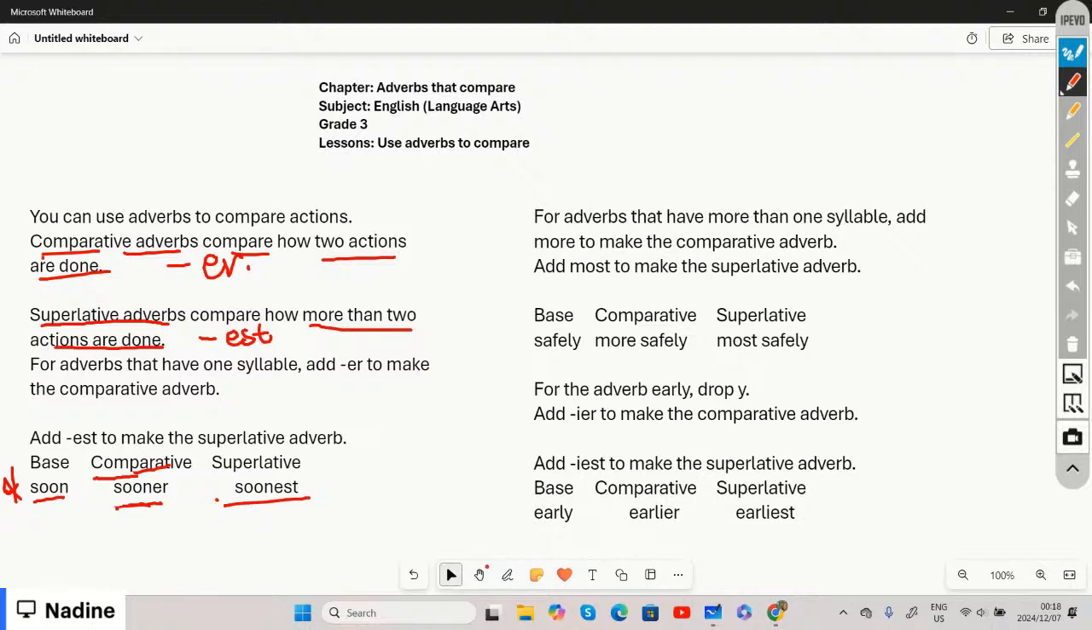So soon, when are you going to be doing something? Soon. If you compare it to two things, it's sooner than you think. If you compare it to more than two things, then it is soonest. That basically shows how actions are compared.